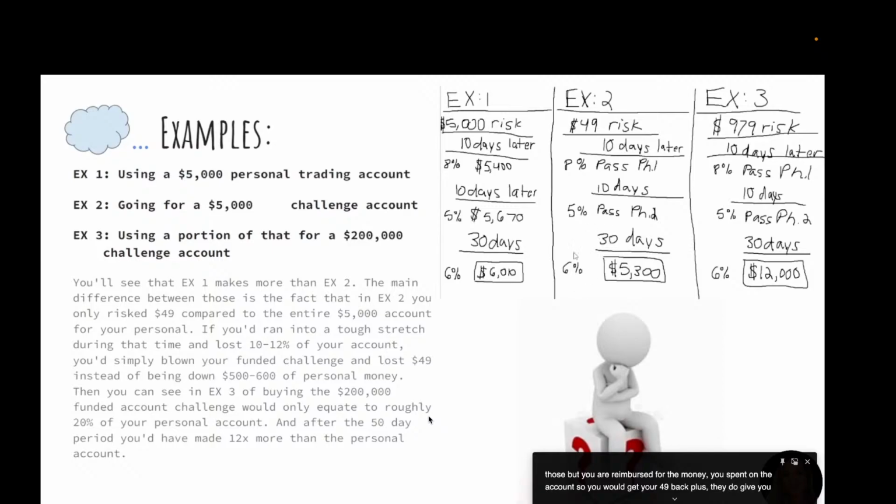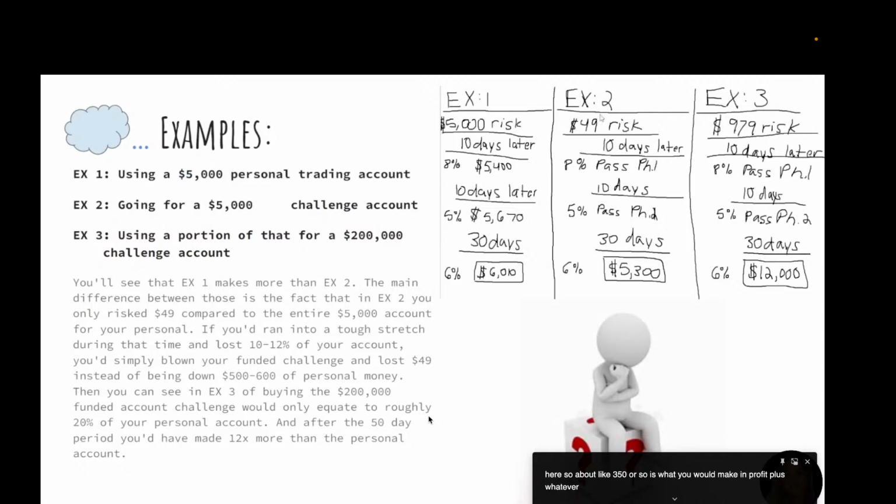But regardless, say 30 days later you've made 6% on your $5,000 account, and you've only risked $49 compared to the entire $5,000 that you would have over here. So you would have a total balance of $5,300. If your account is $5,000 that you're starting with and you have an ending balance of $300, it means you would have made $300 off of that account. So you would be able to withdraw $300 at the end of your 30 days. Plus they would reimburse you the fee up here. So about $350 or so is what you would make in profit, minus your splits or whatever else they would do. So it's not huge profit here.